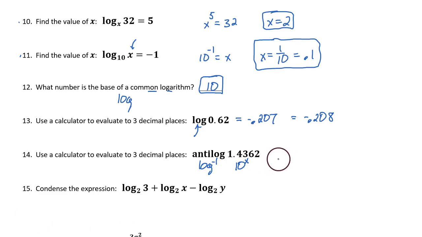When you push the button, on the screen will be a 10, and in the upper corner, put the 1.4362 in as an exponent on the 10. Then when you push enter, it'll be 27.302. This actually goes out really far with the decimal places, but the direction said give it to 3 decimal places.